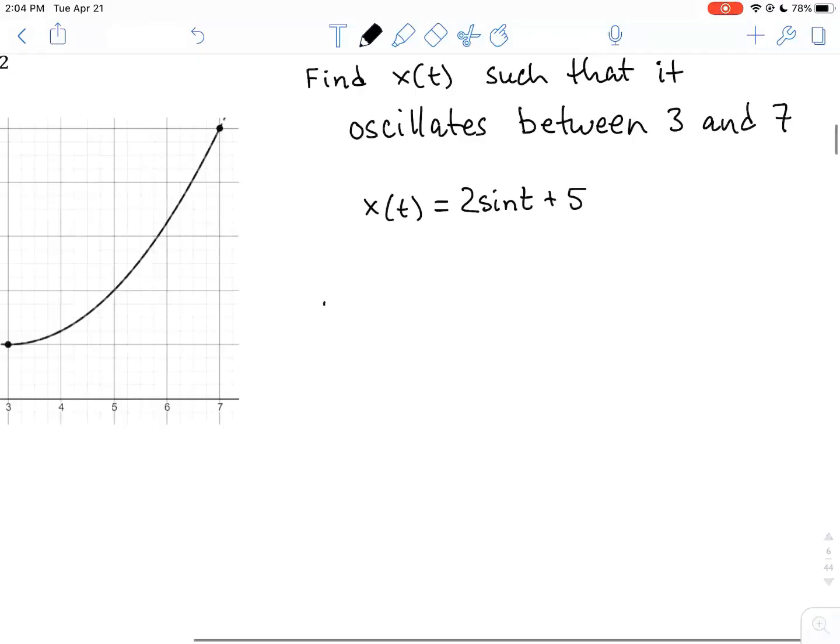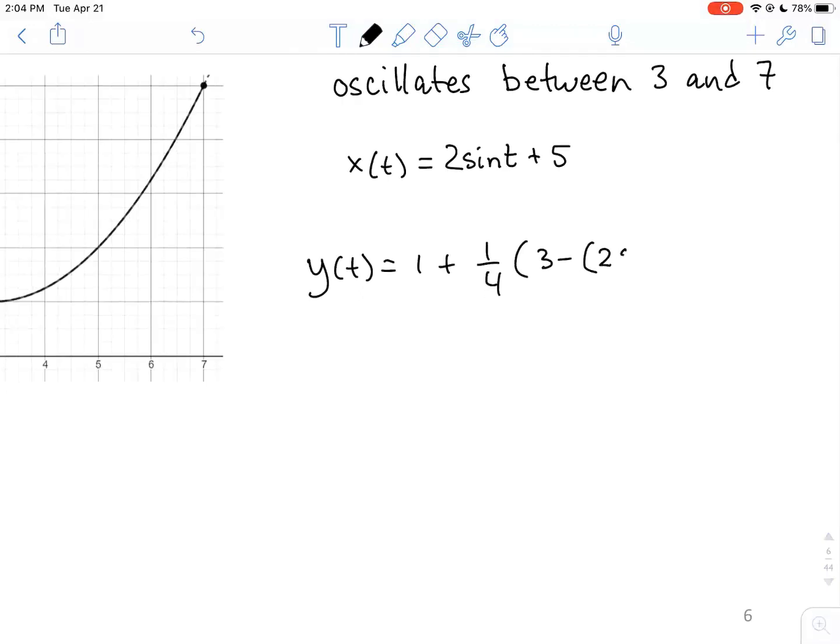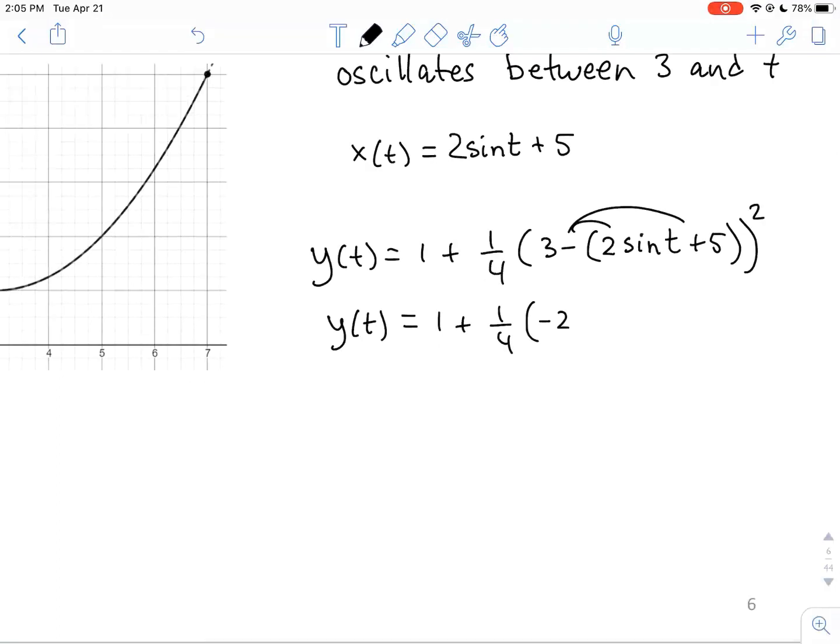And then the y of t is going to be equal to 1 plus a quarter, 3 minus, and then put this x function in parentheses next to that. All of that now will be squared. And we'll do a little bit of simplifying here on this one. We'll distribute this negative across. That's going to become a -5, and 3 minus 5 is -2. You could factor a -2 out of this and then square that.